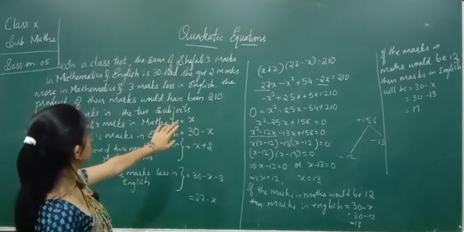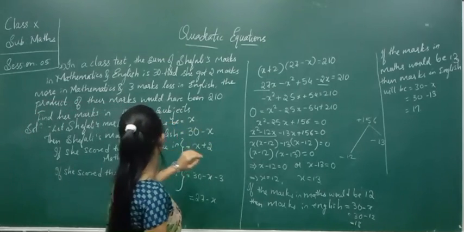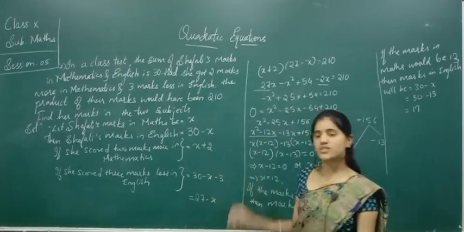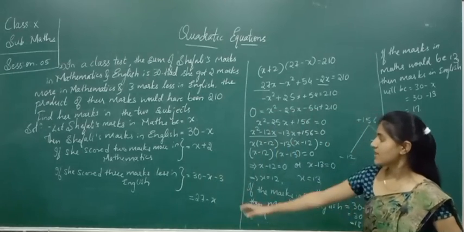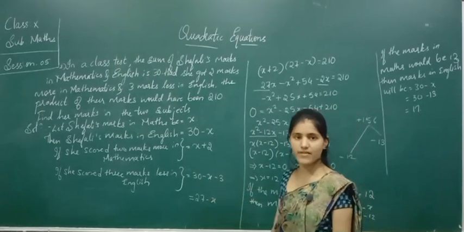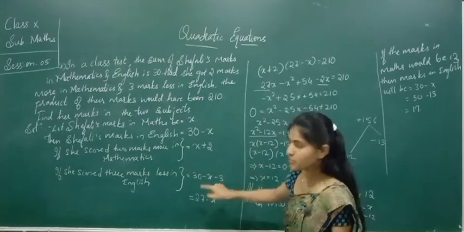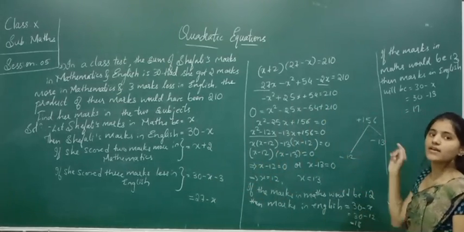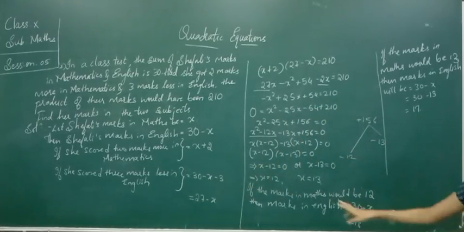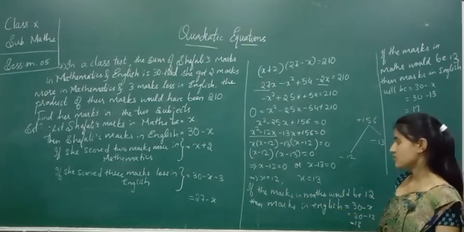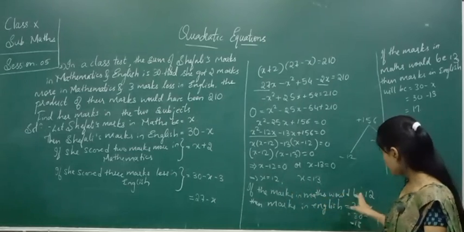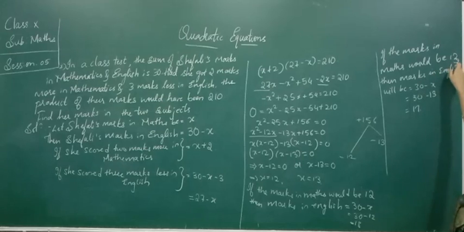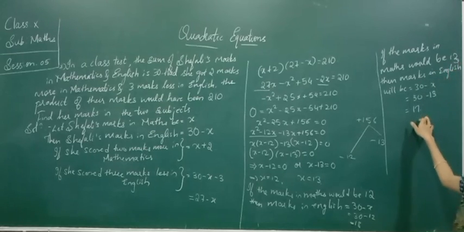So students, first what did we consider? We considered the marks in maths be x. Then in English it is 30 minus x. Taking 2 marks more in maths means x plus 2. 3 marks less in English means 30 minus x minus 3, nothing but 27 minus x. Its product is going to be 210. We got the quadratic equation and found the solution by the splitting method, or by factorization. We got x equal to 12 and x equal to 13. If marks in maths are 12, then in English it would be 18. If the marks in maths are 13, then in English it will be 17.